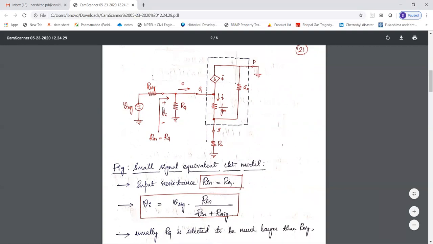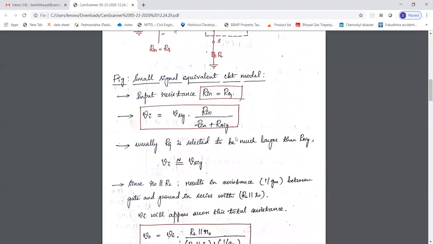And then Vi is the input voltage that is present over here, across RG, and this is equal to V signal into Rin divided by Rin plus Rsig, applying the voltage divider rule. We'll get this equation Vi equal to Vsig into Rin by Rin plus Rsig. And usually this RG is selected to be much larger than R signal. So under such circumstances, Rin plus Rsig will almost be equal to Rin alone. So this fraction will be Rin by Rin, which will be equal to 1. So Vi will almost be equal to V signal.